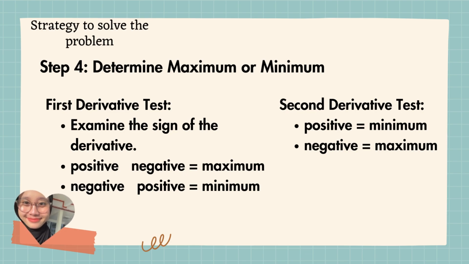Then you have to use the second derivative test. Find the second derivative of the function, and then you have to evaluate the second derivative at each critical point. And lastly, if the second derivative is positive, the critical point is a local minimum. If it is negative, the critical point is a local maximum. If it is 0, the test is inconclusive.